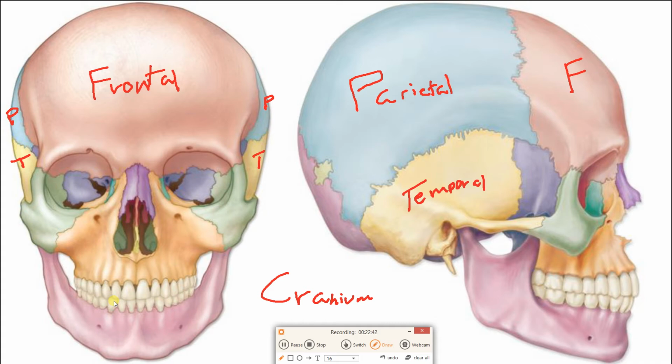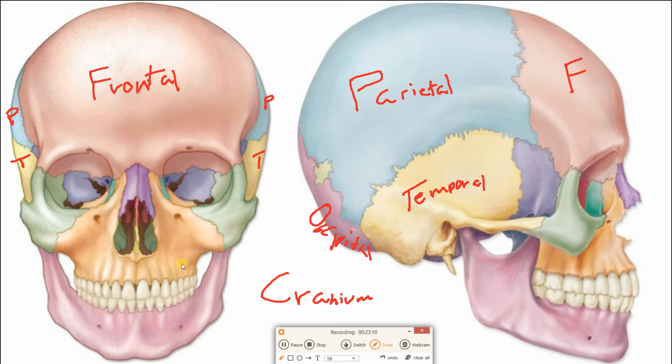We got 5 total. Now in the back, we've got a bone here called the occipital bone, which literally means at the back of the head. Occipital. I did some terrible handwriting right there. O-C-C-I-P-I-T-A-L. Occipital. And I can see that at the back there. I don't see it from the front view. So, got 6 bones so far.